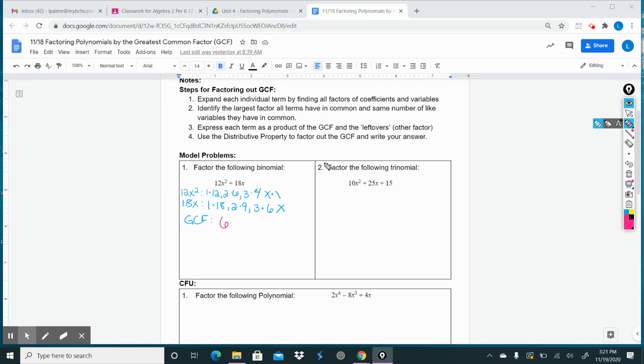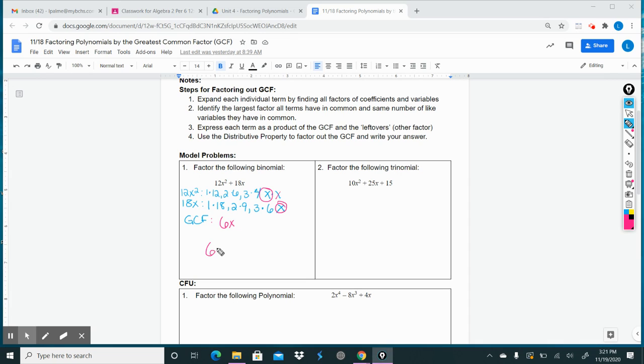All right. And for the x's, I can also pull out an x from each term. I can't pull out any more than one x for each of them because the 18x only has one x to give. So there is my greatest common factor.